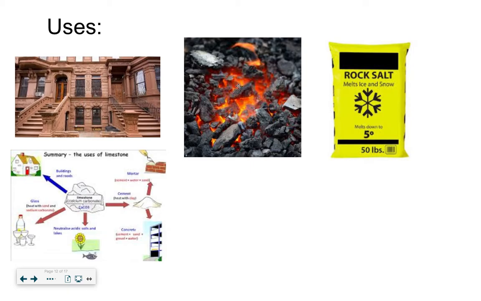Coal is used as a fuel. Rock salt is used as an ice melt or a snow melt. And limestone has many different uses. It's a component in mortar, cement, concrete, glass. Blocks of limestone are also used in building, and limestone powder is used to neutralize acidic soil.